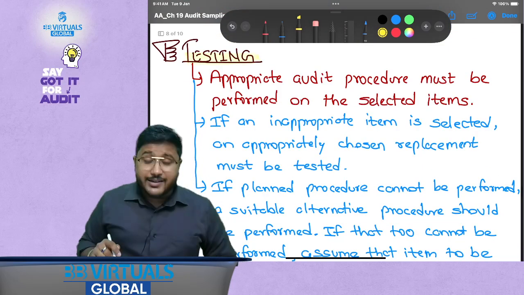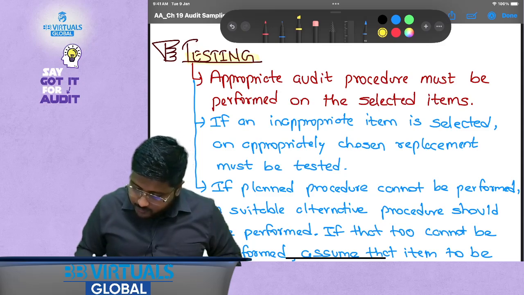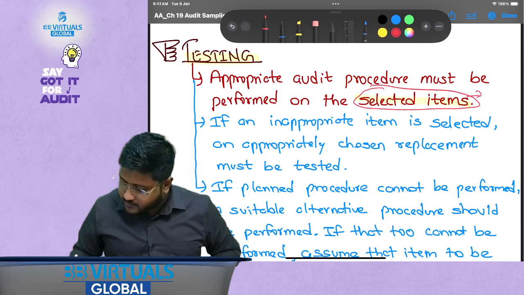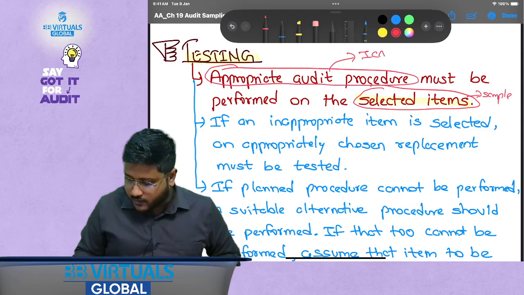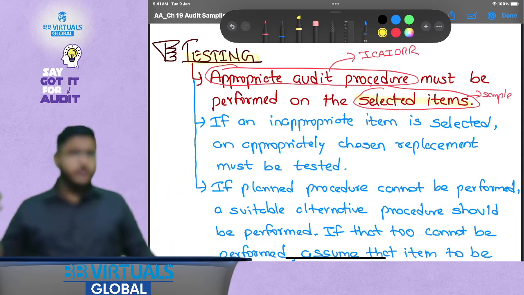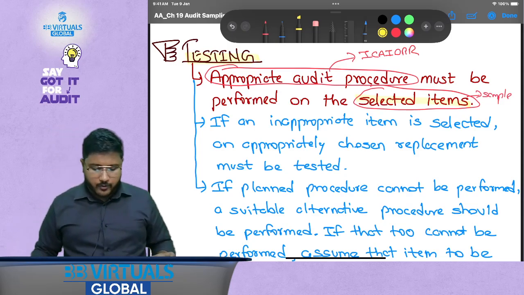Now let's talk about the testing part. So how do we test it? Appropriate audit procedure must be performed on the selected items, that is, on the sample. What do we mean by this appropriate audit procedure? It could be any procedure out of ACCA ORR, right? Inspection could be there, confirmation could be there, analytical procedure could be there, inquiry could be there, observation could be there, recalculation could be there, and reperformance could be there.